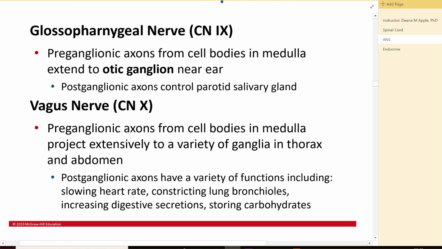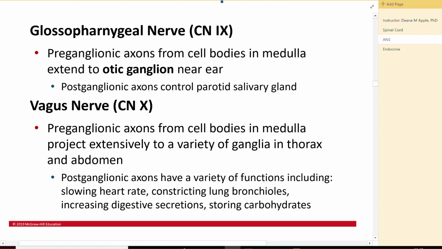Vagus nerve, this is the ass-to-mouth nerve. This is the one that has cell bodies starting in the medulla, but it projects extensively throughout the abdomen. So this is going to innervate your lungs, your heart, the digestive secretions. It's going to innervate your liver to change how you store carbohydrates. So activation of the vagus nerve changes your metabolism. It changes your energy reserves. It changes how readily you can access that energy. And then it changes how your body physiologically responds to the use of that energy by constricting your bronchioles and your lungs, by slowing your heart rate down.